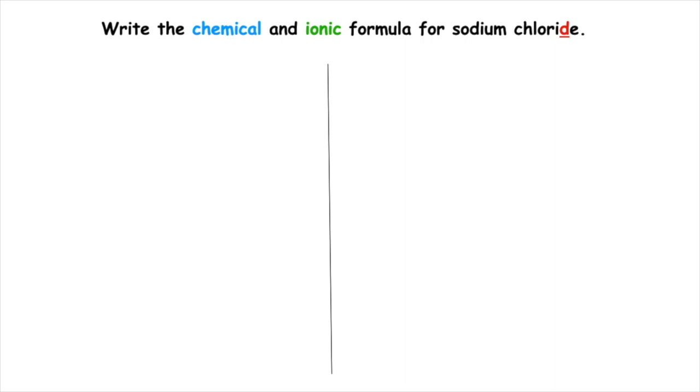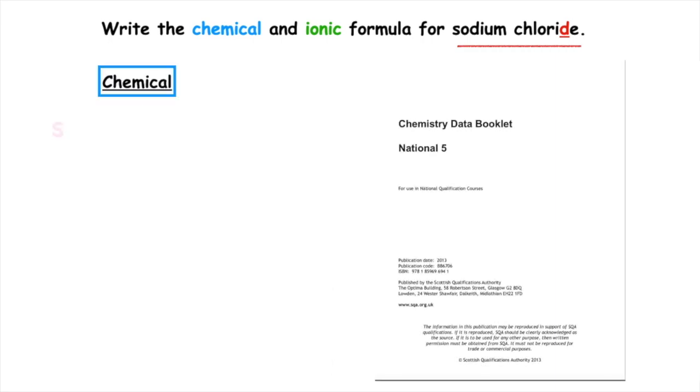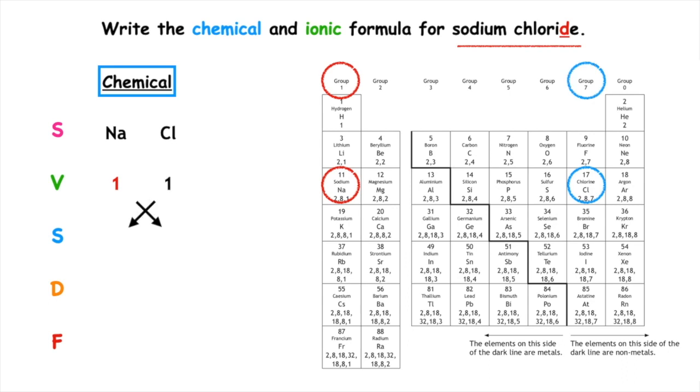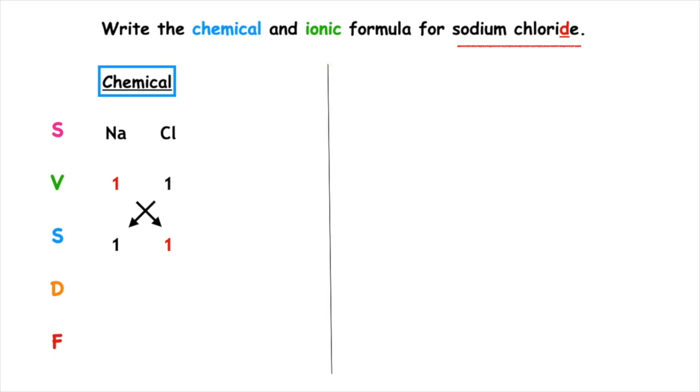In this first example, we are going to work out the formula for sodium chloride. We start off with our SVSDF: symbol for sodium, Na, found in group 1, valency 1. Symbol for chlorine, Cl, found in group 7, valency 1. We swap the valencies over. What's the highest number both can be divided by to keep it a whole number?